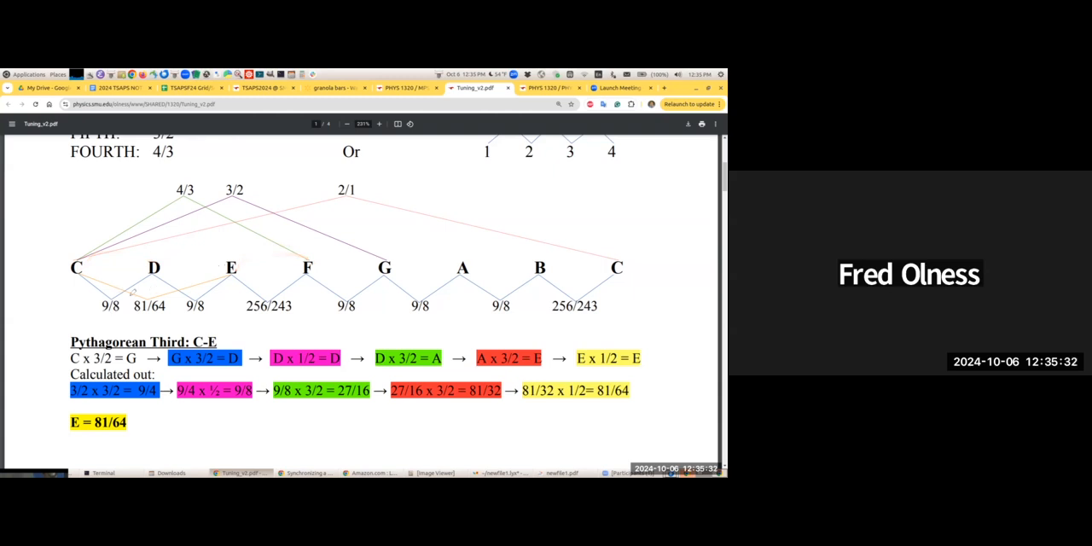And so in this case, we use the ideal 9 to 8. That's the ideal major second and major second here. But now the minor second is this horrendous 256 to 243.